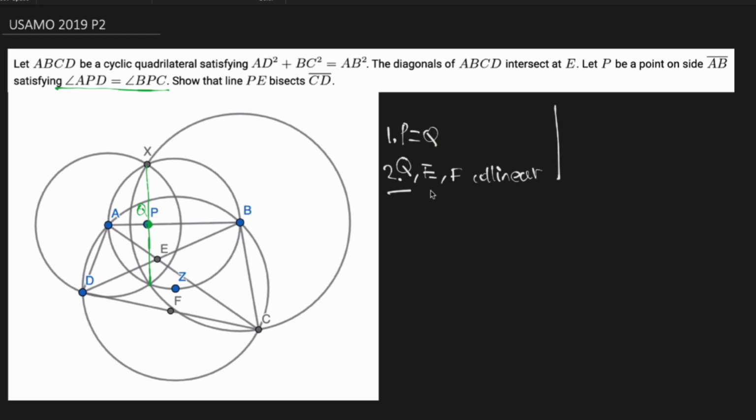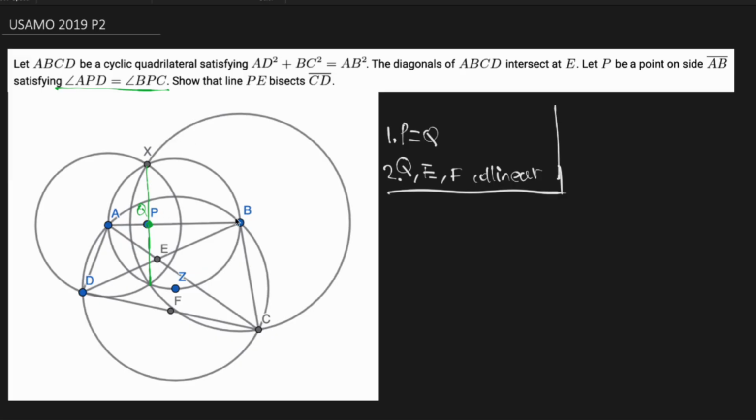Now then, let's work on proving these two things, starting with the first one, P equals Q. Well, we need to notice something interesting about Q first. So Q lies on this line, which means that Q has equal powers to this circle, and this circle. The reason being, these three circles intersect at exactly these two points, so their radical axis is just this line, and anything lying on that line will have equal powers to all three.